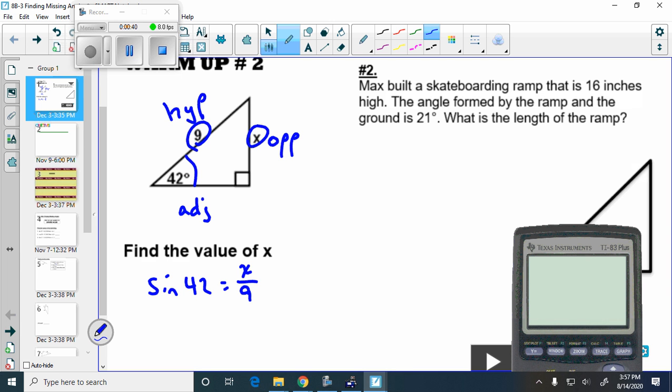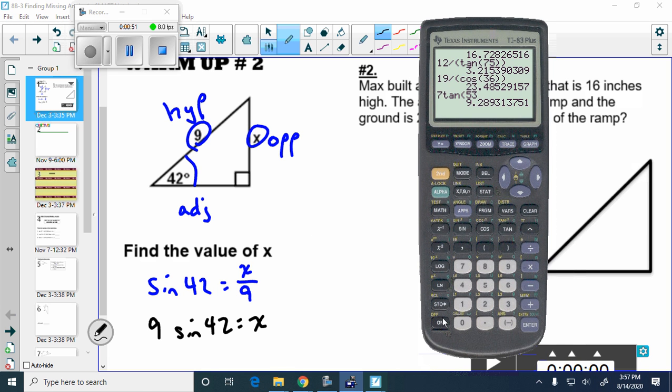9. So I'll multiply both sides by 9. And I'll work this out on my calculator. As a reminder, you want to check and make sure your calculator is in degrees. So if you press mode, just make sure it says degrees right there. And then I'm good to go. So I press second quit to get back to the home screen. 9 sine of 42 gives me 6.0.